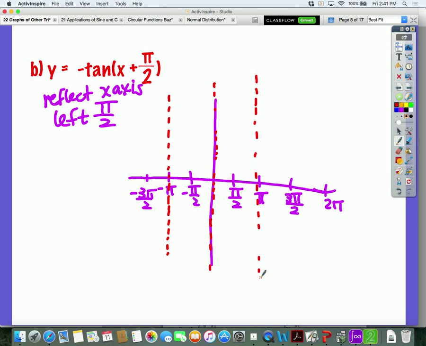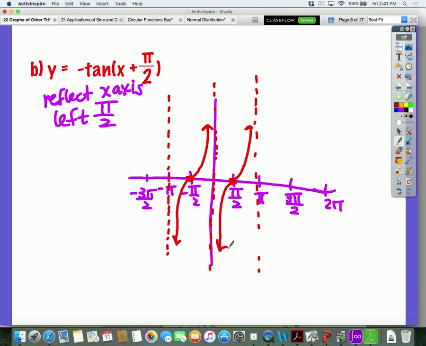Where are my x-intercepts going to be now? Negative pi over 2, pi over 2, 3 pi over 2. So all of your pi over 2 plus n pi's. So everything, asymptotes included, they all get shifted over whenever you have a phase shift.